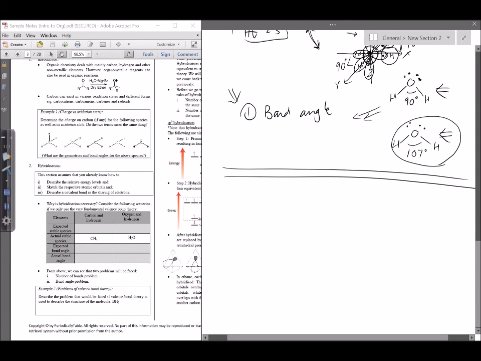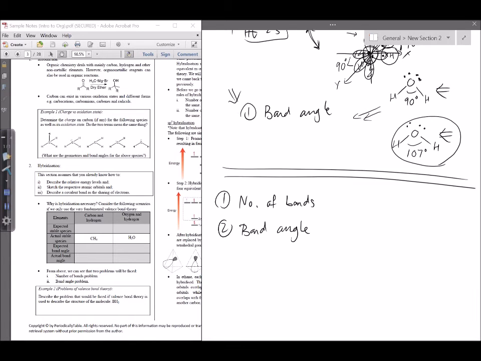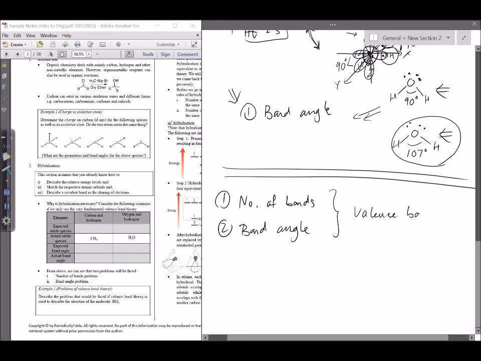So just as a quick recap, you should be able to tell by now that there are two problems faced. One is the number of bonds problem. That's the first one, and the second one is the bond angle problem. So these are the two problems that you will face if we do not talk about hybridization theory. In other words, valence bond theory fails precisely because of these two observations.